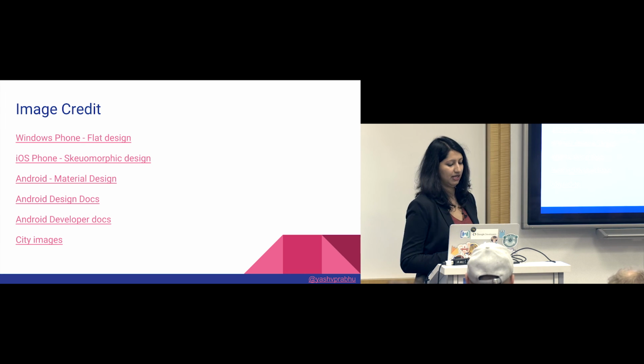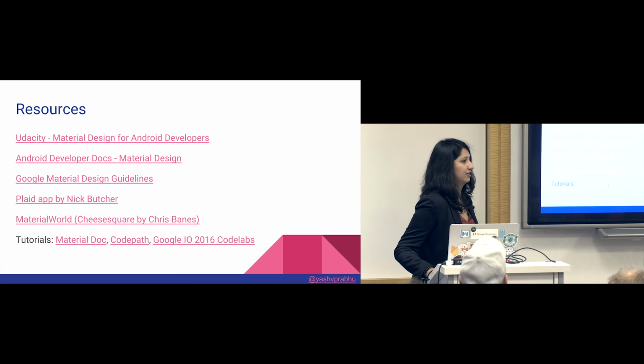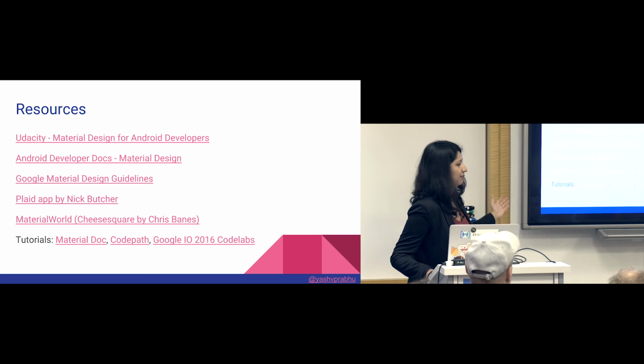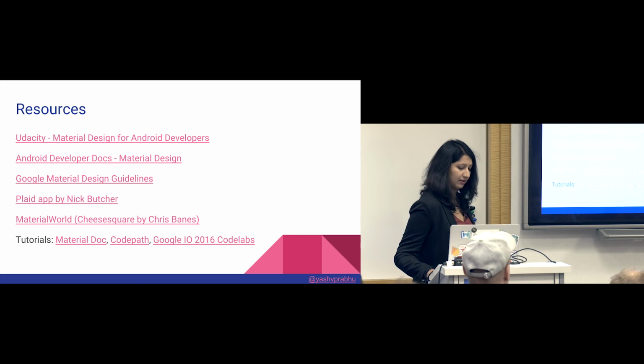So here's a bunch of links where I got the images from. Definitely check out Android Material Design and Android Design Docs and the developer docs. Tons of resources if you're interested in revamping your app and learning more about material design. There's Udacity's Material Design for Android Developers, which is an excellent course. Android Developer Docs as well, Google Material Design Guidelines, and some apps written by the Googlers themselves, the Plaid app by Nick Butcher, Cheese Square app by Chris Banes, and a bunch of other tutorials where you can get more information about coordinator layouts and other common UI elements that you would use.